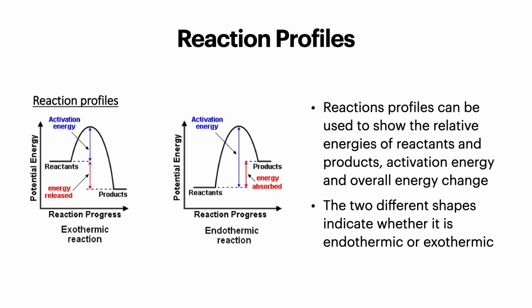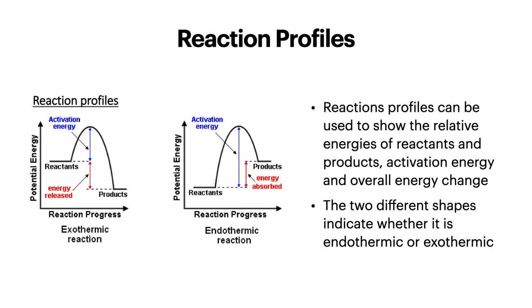Now we have reaction profiles. These are a pretty nifty way to show the exact energy stuff that's going on. So you can see here we've got an exothermic reaction and an endothermic reaction profile. Essentially, the key here is that if the reactants are higher than the products, then it's exothermic. If the reactants are lower than products, then it's endothermic.